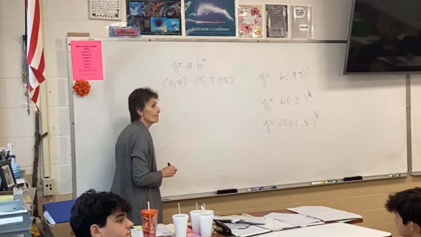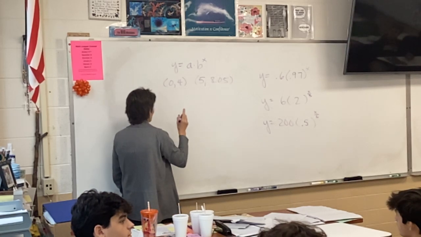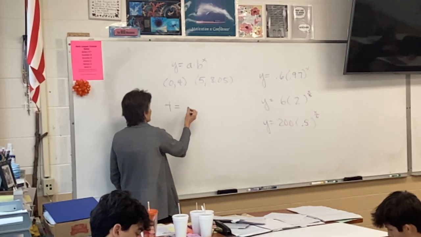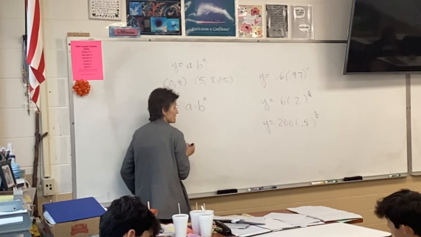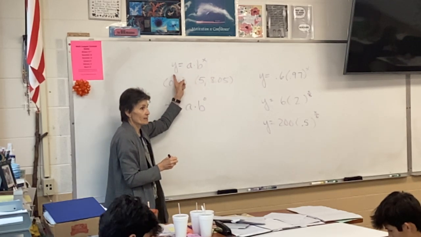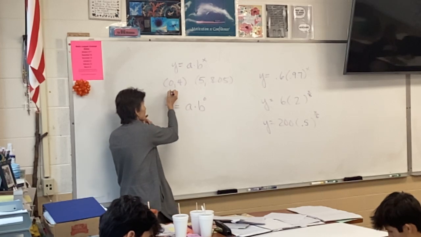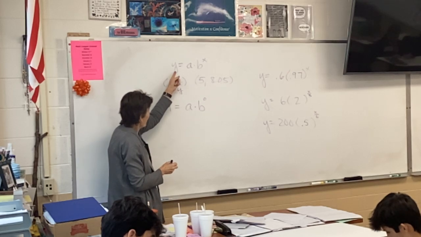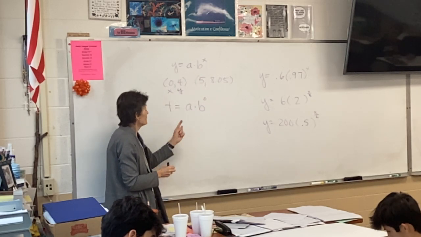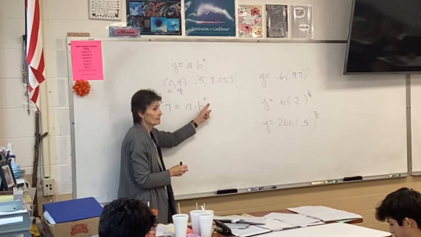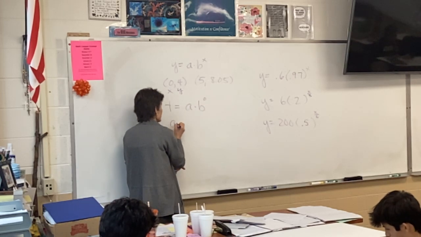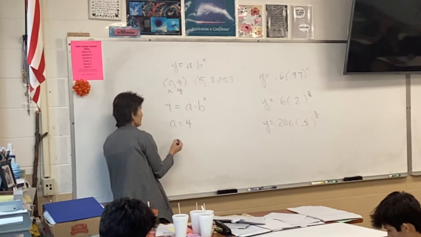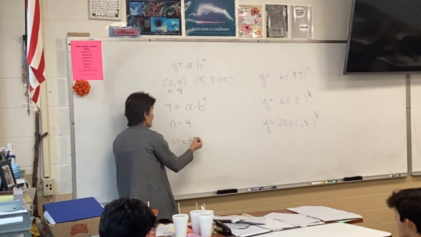Well, we're plugging the first point into the equation. Okay, very good. So that means 4 equals A times B to the 0. There are lots of variables here, guys. Remember, your point is x comma y. So 4 goes in for y, 0 goes in for x. Tell me about this. B to the 0 is 1, so A is 4. So in your equation, you now know that A is 4.